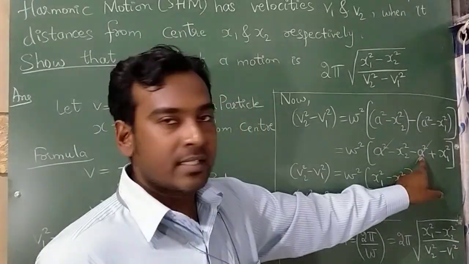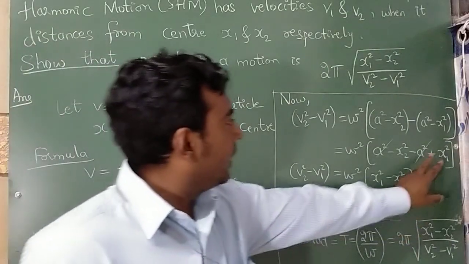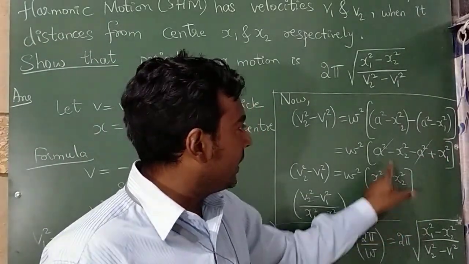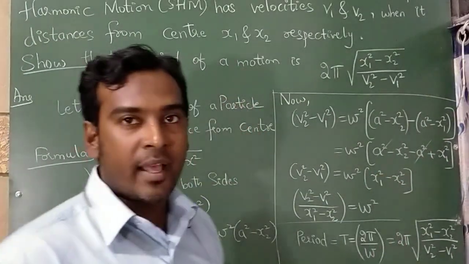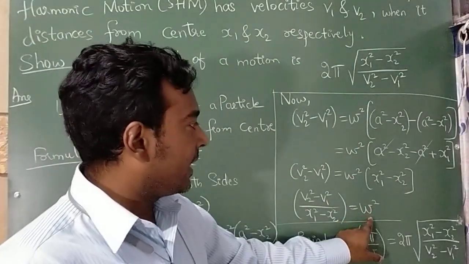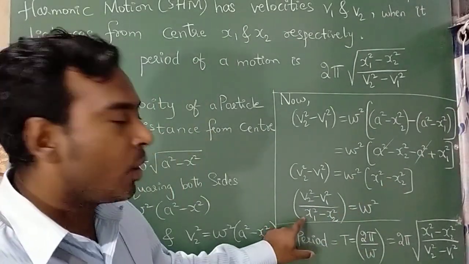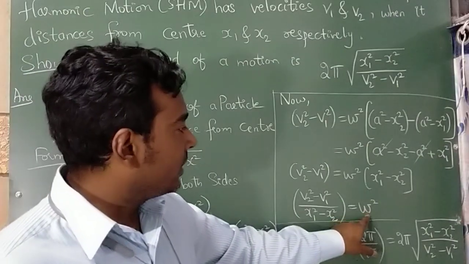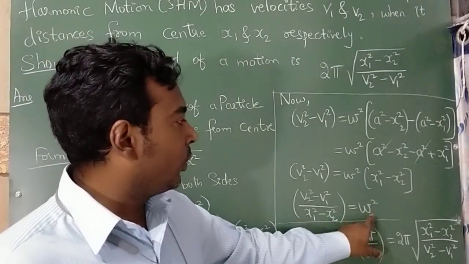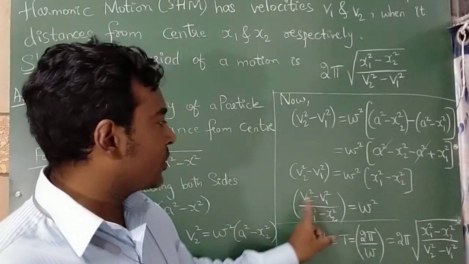Plus a square minus a square get cancelled. Fine. Now interchange this, x1 I have written here minus x2 square. Fine. Omega square I have written as it is. This I have taken in the denominator. Fine. Now this was omega square. If I consider only omega, then this will become a square root.